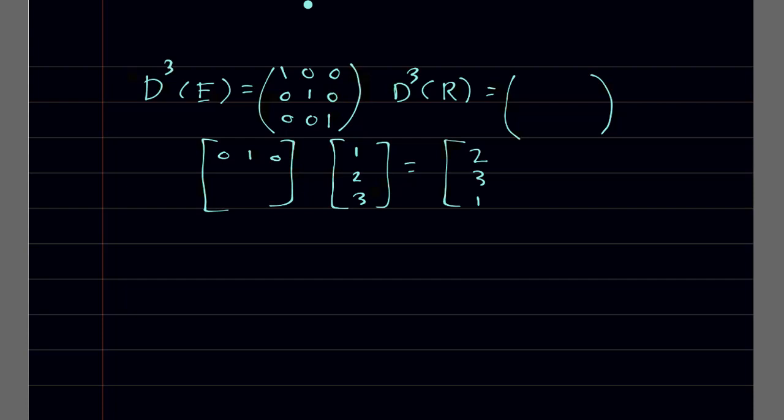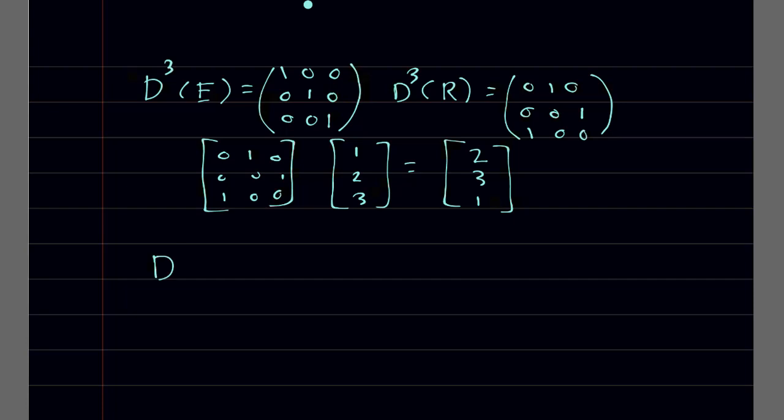And then, so this will bring my 2. Then to bring 3, I need 0, 0, 1, and then I need 1, 0, 0. Okay, so the matrix here is going to be 0, 1, 0, 0, 0, 1, 1, 0, 0 based on the definition. Similarly, you can make other matrices.